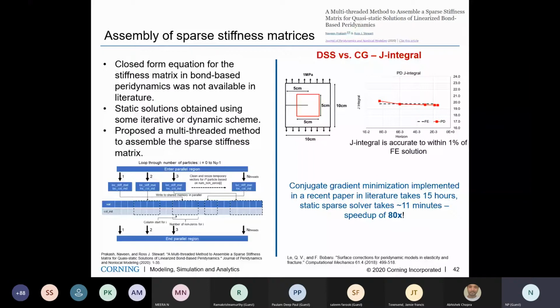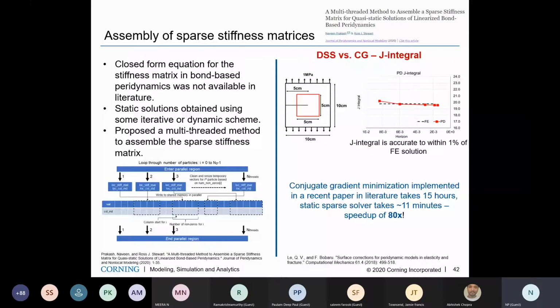A lot of people use a conjugate gradient minimization or adaptive dynamic relaxation method, or some sort of viscous damping or something to get quasi-static solutions using dynamic equations of Peridynamics. But that might take quite a while. So using this method, you can bring down your computational cost and also get pretty good solutions. I won't go into details here. But point being, there's work to be done in this area, and I'm not the only one doing this. There's a lot of great work happening in the Peridynamics community.